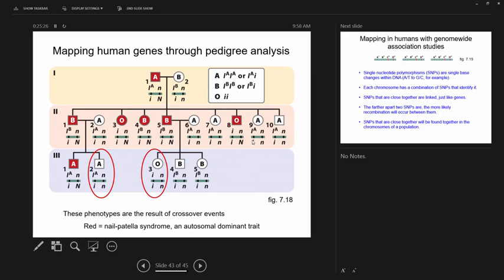And that is the case here. However, everybody with type O should have it, because to get type O, you've got to get both of those, just down here. And this one doesn't. So in this person, you had a crossover and recombination event where little i goes with little n, big B goes with big N, and therefore you get that.